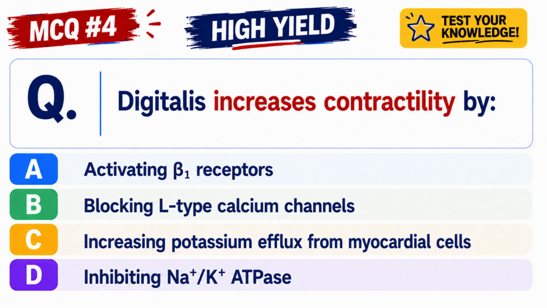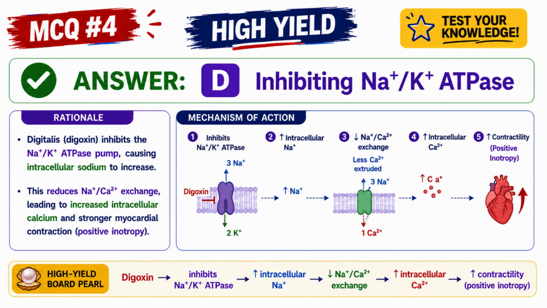Question 4. Digitalis increases contractility by A. Activating beta-1 receptors, B. Blocking L-type calcium channels, C. Increasing potassium efflux from myocardial cells, D. Inhibiting sodium-potassium ATPase. The answer is D. Inhibiting sodium-potassium ATPase. Here's why.